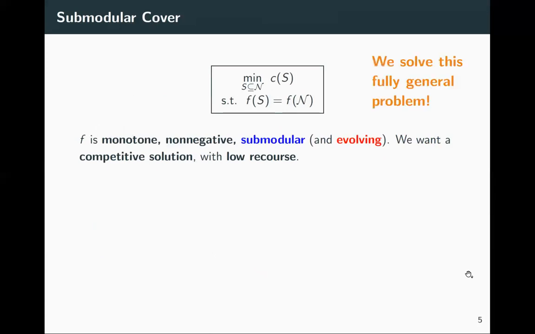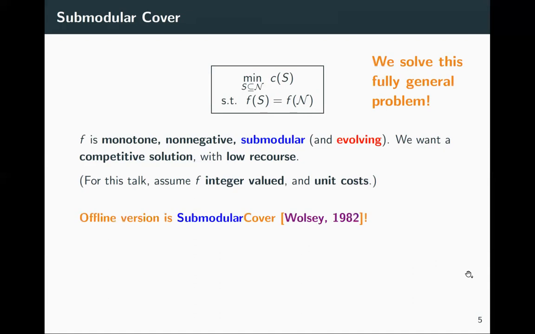So really, in our paper, this is the fully general problem that we'll solve. For this talk, we'll assume that f is integer valued for simplicity and that all the costs are 1, but we handle the general case in our paper. So what is this problem? The offline version, in which f does not change and is static, is known as submodular cover.